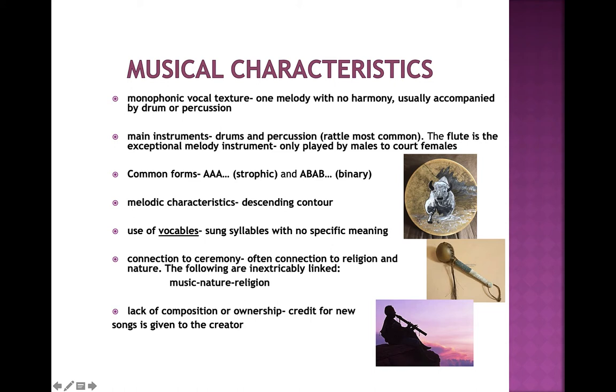The form of much Native American music is very basic, sometimes just one melody repeated over and over, strophic melody or strophic form, each time with different words. Other times there would be a binary form where there were two different parts to the melody that would repeat over and over, A, B, A, B, etc.